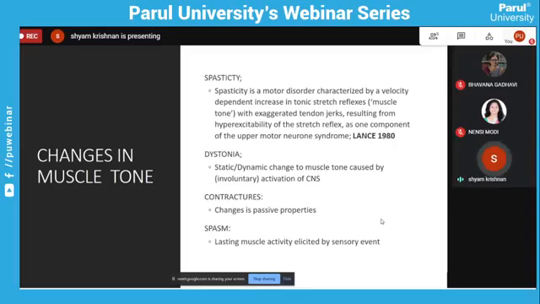The last one is essentially a spasm, which is a lasting muscle activity elicited by a sensory event. Now in a spinal cord injury patient you're going to see this. Imagine you want to make him stand, or a stroke patient, you want to make the patient stand. The moment the patient's foot touches the floor, the ankle goes into plantar flexion, the knee goes into extension, the hip goes into a rigid extension. Now this again cannot be attributed to spasticity by definition.